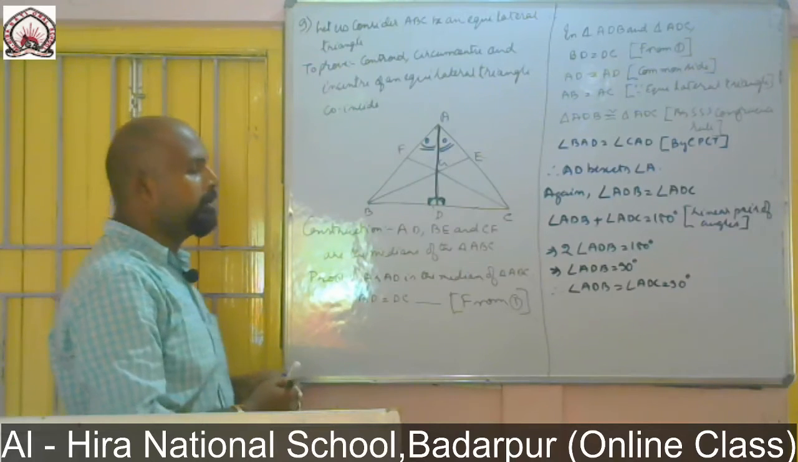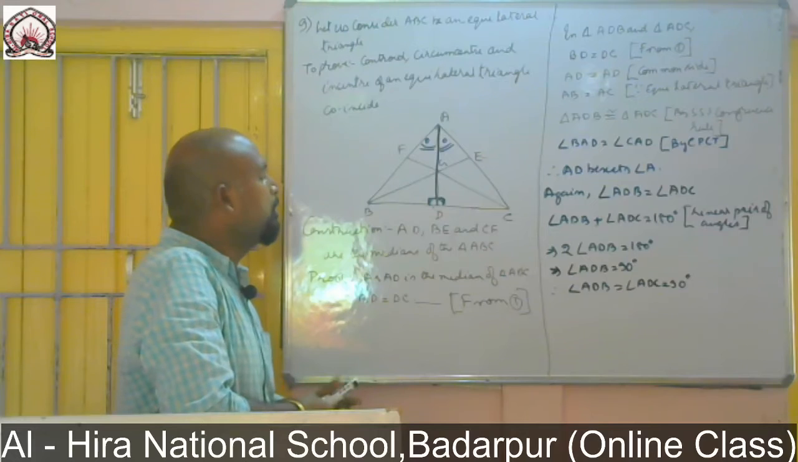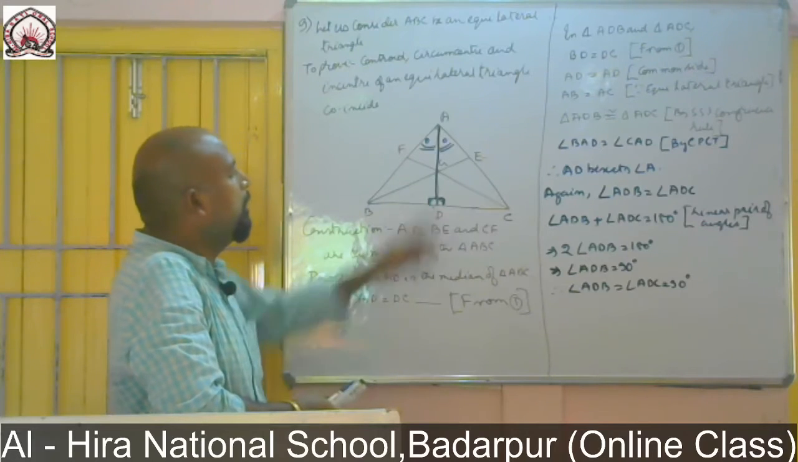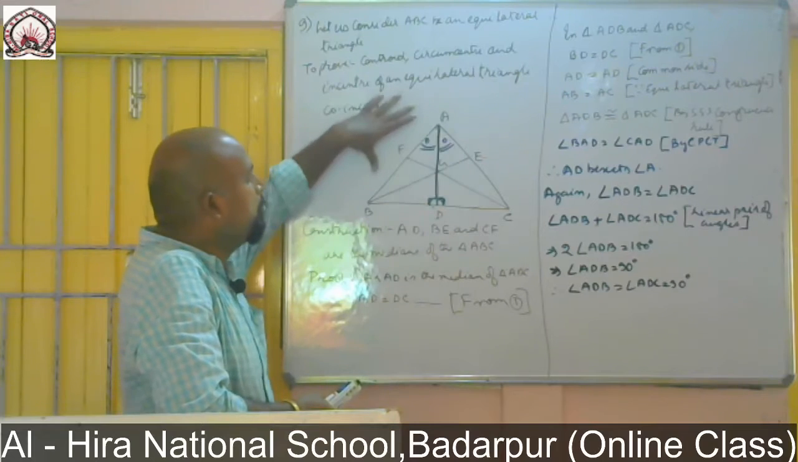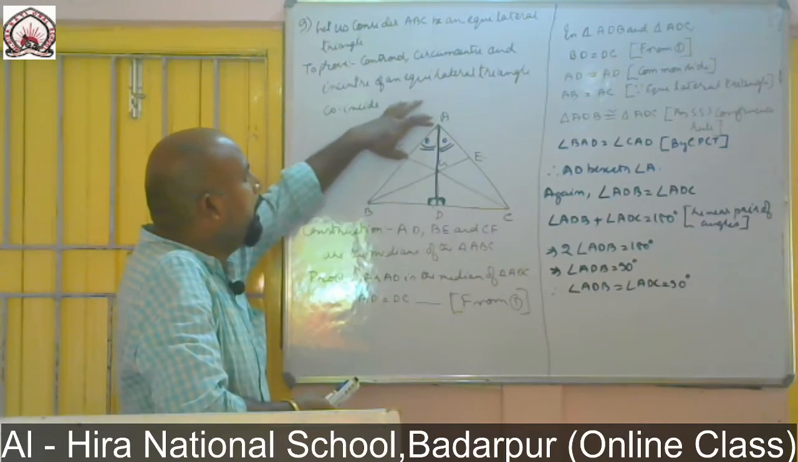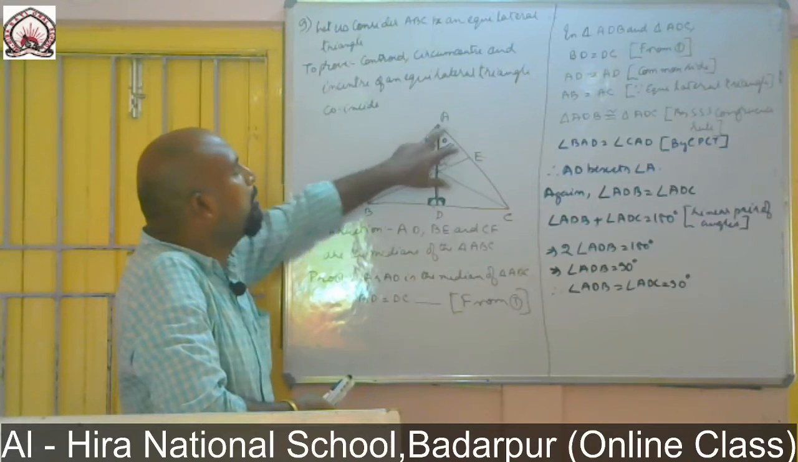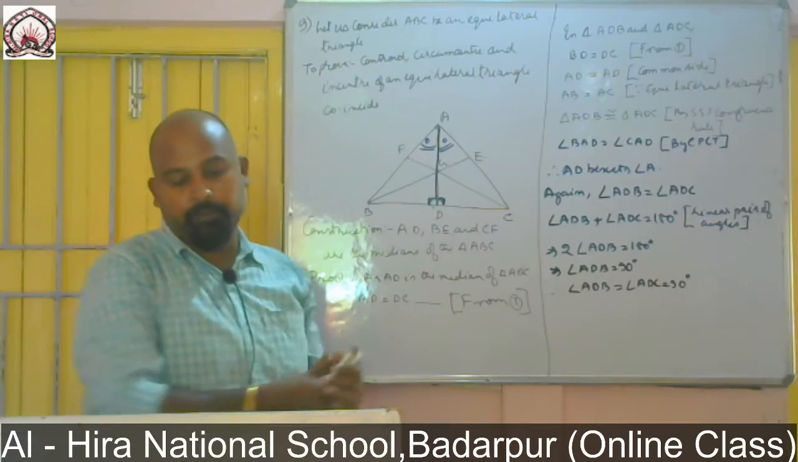So, similarly we can prove that CF bisects angle C, and AF equals FC. Similarly, AE equals EC. We can prove. Okay.